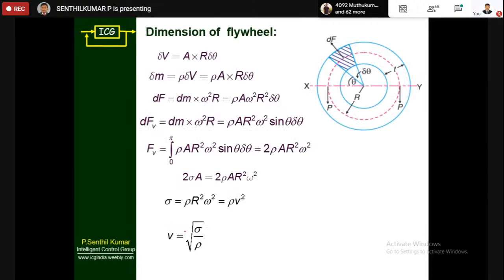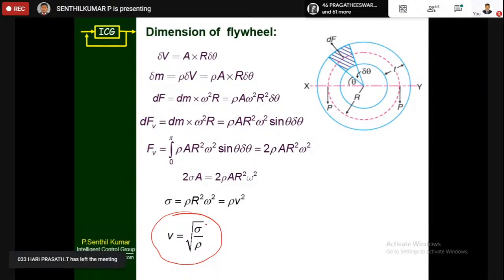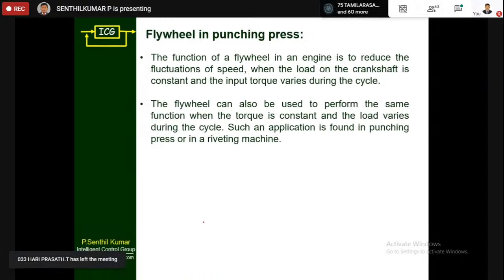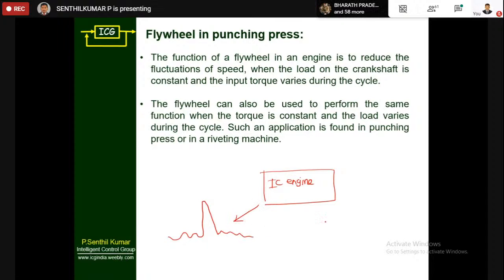Then one more question from this formula. There is a possibility of asking the dimension of flywheel, then the application of flywheel. So where can I use flywheel? There are many places. For example, IC engine. What is the problem in IC engine? Why do I need flywheel in IC engine? In IC engine, we have a fluctuation of energy, so I need to convert that fluctuation of energy into uniform energy. How can I convert that into uniform energy? With the help of flywheel. But there is another type. There are some places.